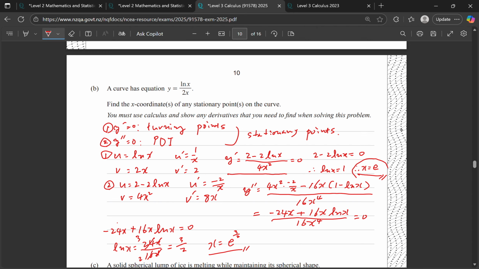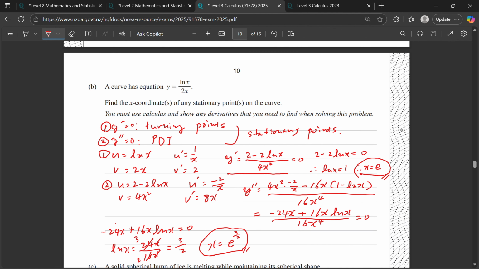So this is the first answer, and this is the second answer. That is a turning point, and that is the point of inflection. All right, so I'm going to write number 1 and number 2.